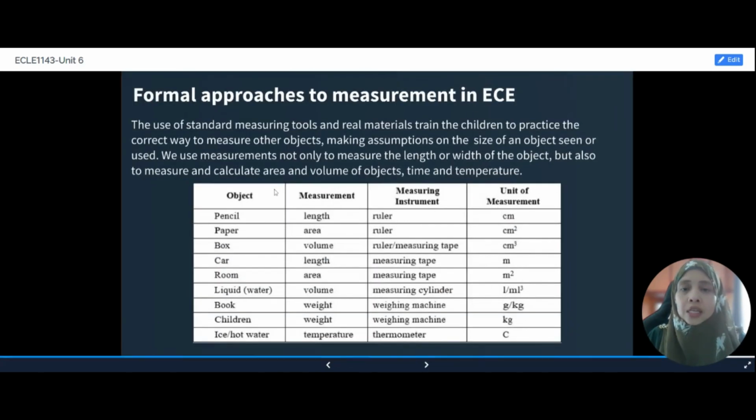Okay. So ini formal approaches to measurement in ECE. Saya just letakkan dekat sini supaya kita ada reference as a standard measurement that we can teach children.